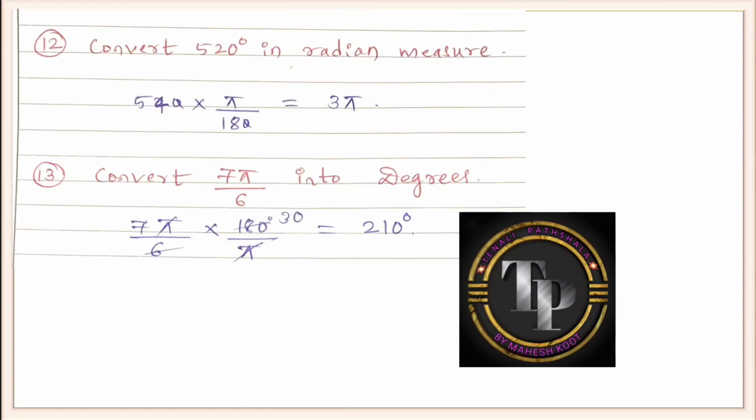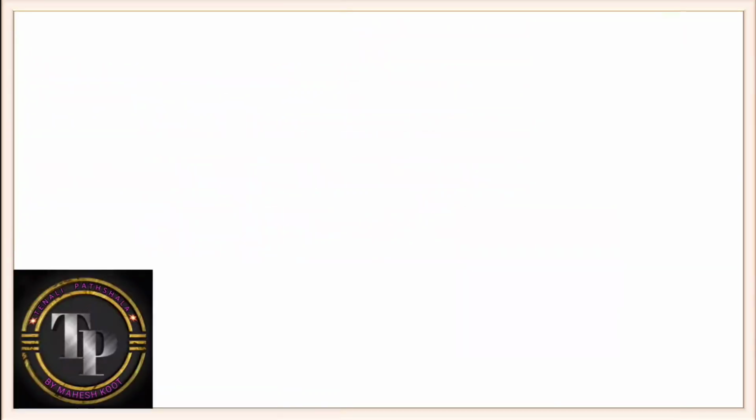Convert 7 pi by 6 into degree. Now the reverse I have asked. So 7 pi by 6 into degree means into 180 divided by pi. Pi gets cancelled. 6 ones are 6, 6 thirties are 180. 30 sevens are 210 degree. So how much are you getting? 210 degree.